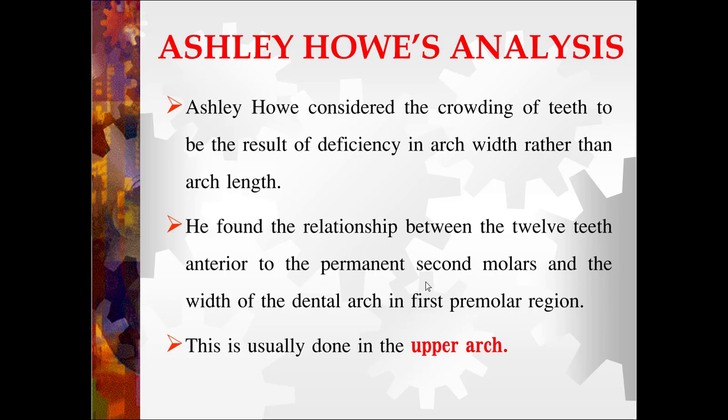According to him, crowding of teeth is the result of deficiency in the arch width rather than arch length. He found a relationship between the 12 teeth anterior to the permanent second molar and the width of the dental arch in the first premolar region. This is usually done in the upper arch.